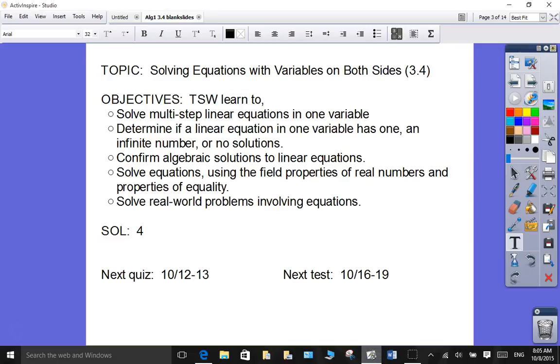Right? So we just keep progressing up, right, to one step, two step, multi-step, and now it's equations with variables on both sides, which I think you will find to be not that much different than what we've already done. It's the next lesson that you will find very different than what we've already done.